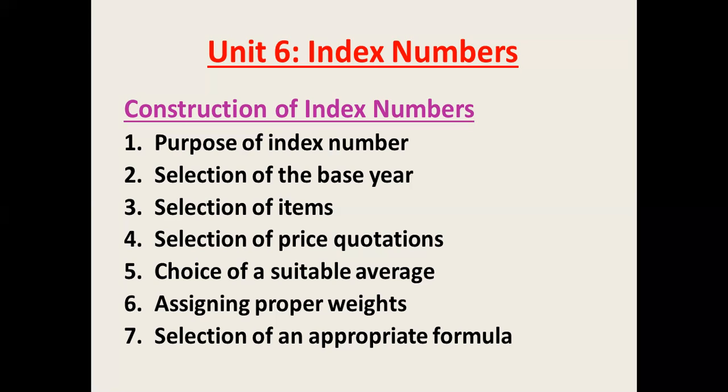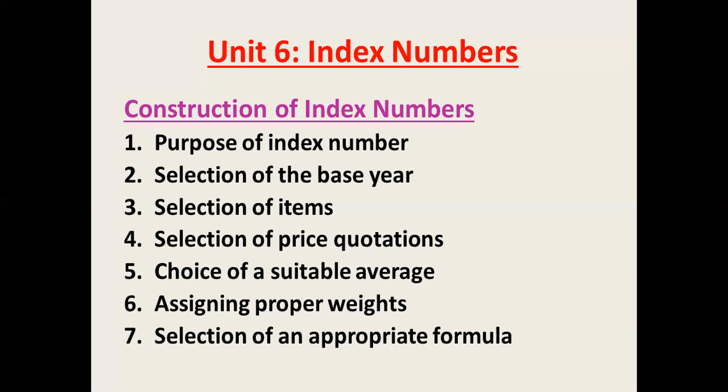The weight refers to the relative importance of the different items in the construction of index numbers. The weights are of two types: the first is quantity weights and the second is value weights, like P multiplied by Q. Since all items are not of equal importance, by assigning specific weights, a better result can be achieved.